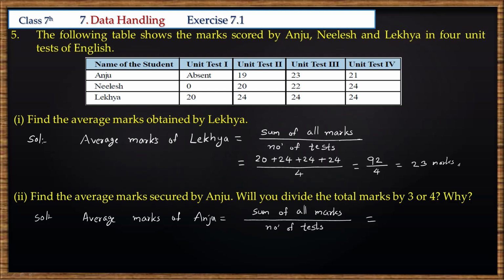See here, Anju is absent in the unit test 1. She wrote only 3 unit tests. So we take the 3 unit test marks. 19 plus 23 plus 21 divided by, we divide only by 3 because she is absent for 1 unit test. So this will become total marks are 63 by 3. 3 2s are 6, 3 1s are 3, 21 marks.